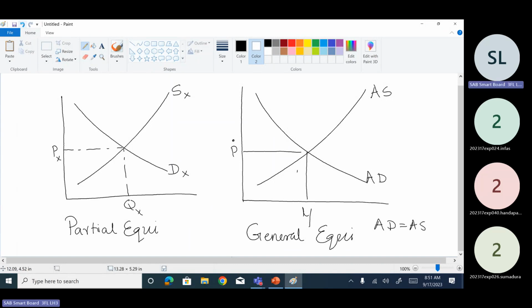Here we use the demand and supply, the laissez-faire principle, the price mechanism, right? In microeconomics we look at a particular market, but here we look at the whole economy, right? So that is the difference between micro and macro, right? Basically, right?